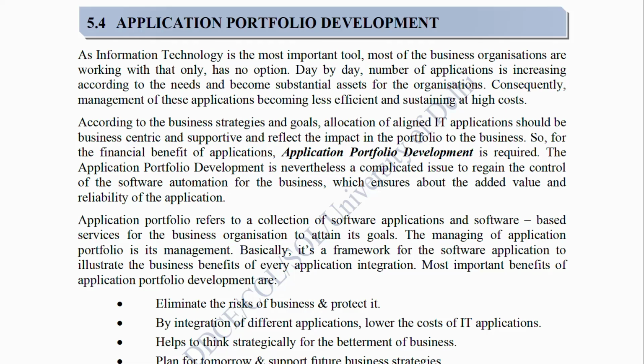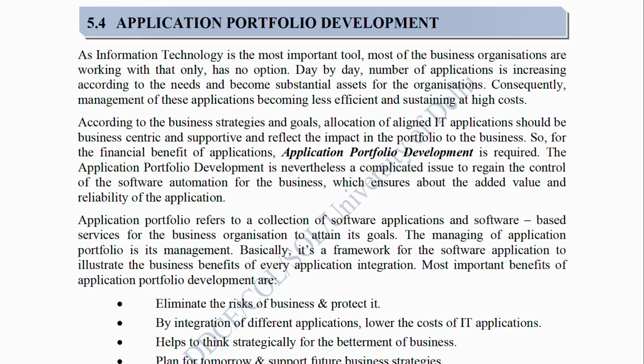According to the business strategies and goals, allocation of aligned IT applications should be business centric and supportive, and should reflect the impact of the portfolio on the business. So for the financial benefit of applications, application portfolio development is required.